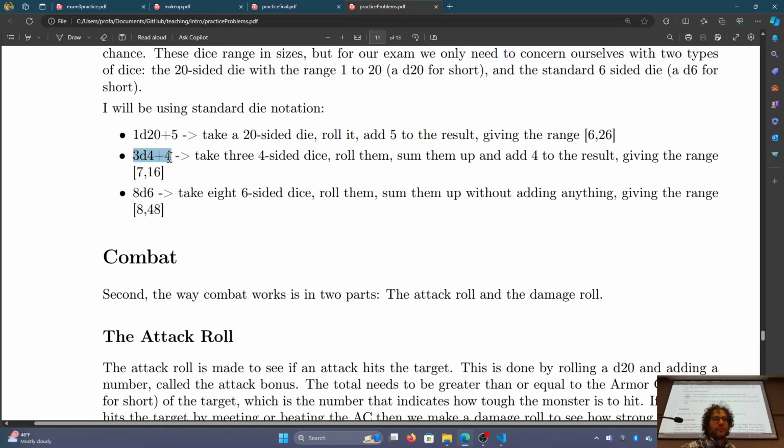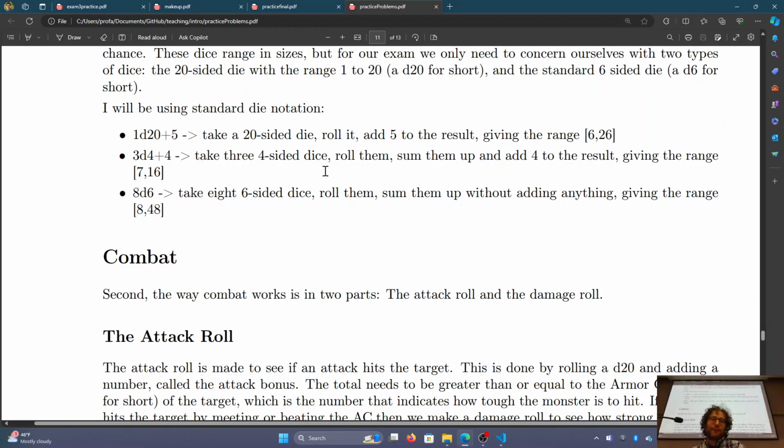Another common roll is 3d4 plus 4. Take 3 4-sided dice. By the way, those are the worst dice in the world. Why? Because they're little pyramids, and they double as caltrops. Like literal caltrops, not in-game caltrops. I mean literal, don't step on these things. They hurt worse than Legos.